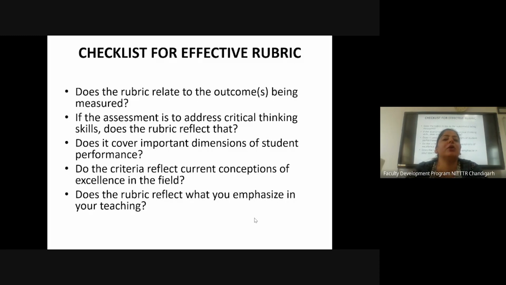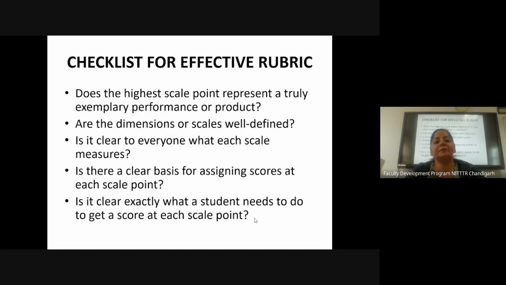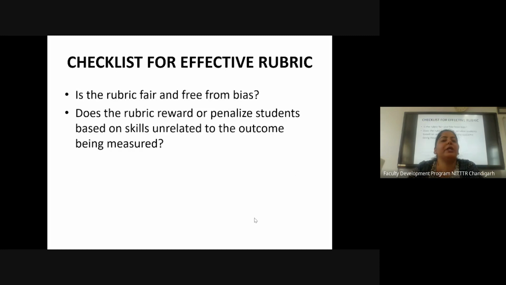Does it cover the important dimensions of student performance as per your subject? Do the criteria reflect the current conception of excellence in the field? Does the rubric reflect what you emphasize in your teaching? So assess what you teach. Are the dimensions or the scales well defined? Is it clear to everyone what each scale measures? Is there a clear basis for assigning scores at each scale point value? And do the students need to do something extra to earn a reward?